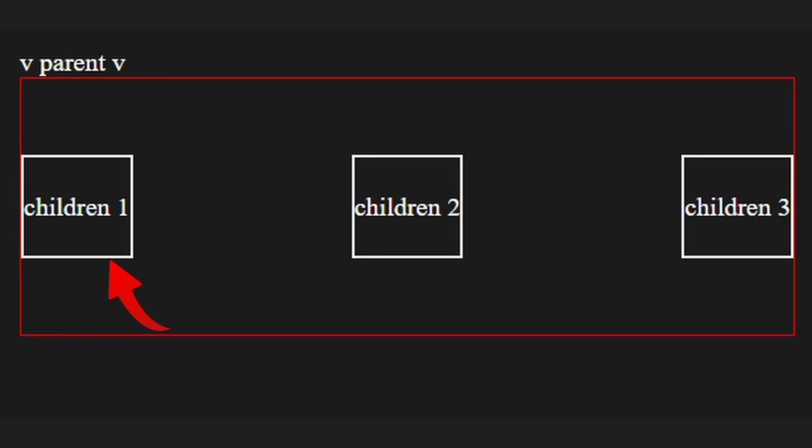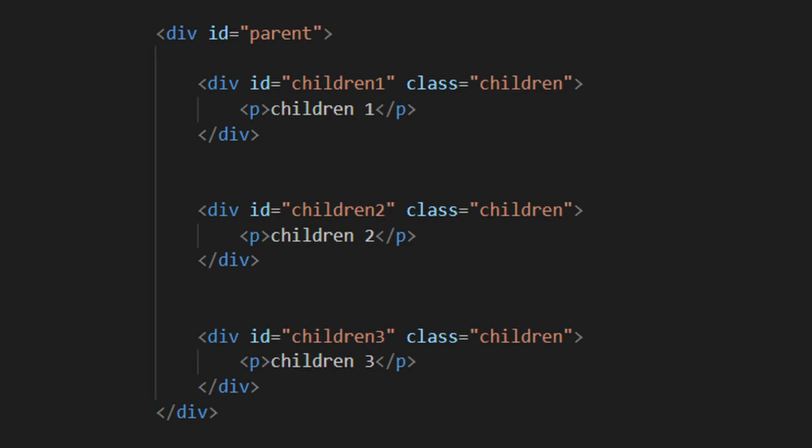When an element is surrounded by another element, the element being surrounded is the children, whereas the element that is surrounding it is the parent. Think of it like a parent hugging his or her children. In code terms, this relationship can be established by putting one element inside another element. So in this example, the outer div is the parent and the 3 divs inside it are the children.